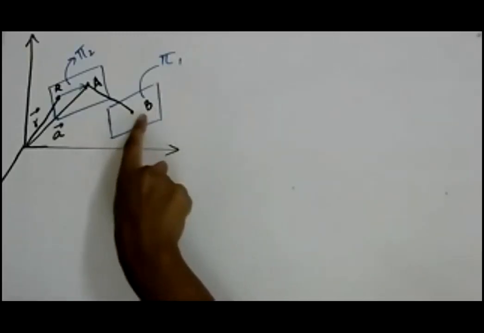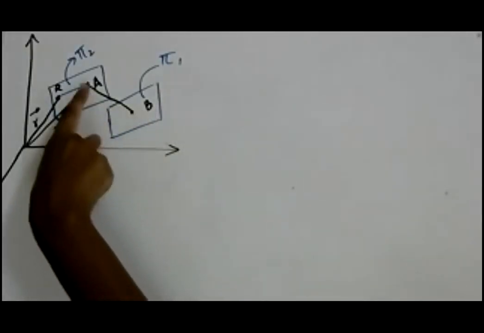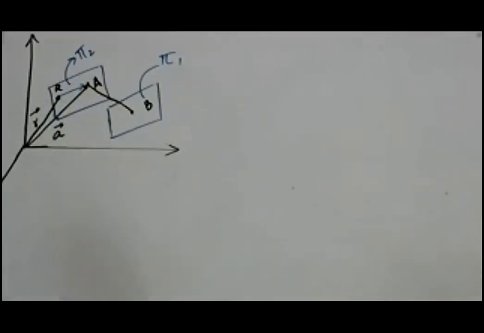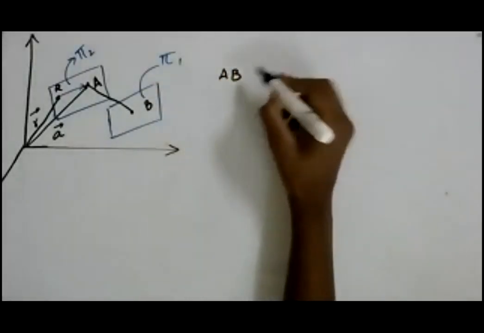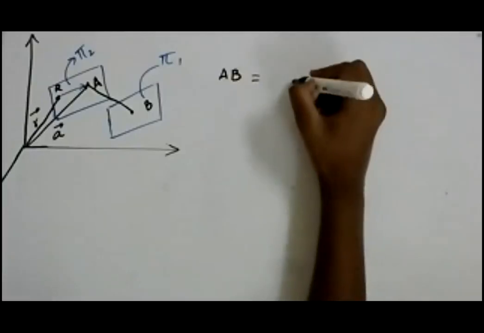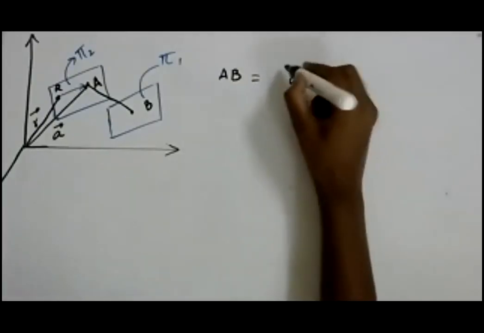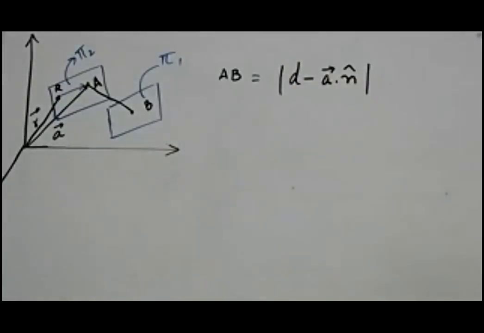So what I have done is I've just considered another point B on the first plane, that is the given plane, and that point is the foot of the perpendicular of the line drawn from A to this particular plane. So that is nothing but the perpendicular distance between these two planes, that is the shortest distance. So let's call AB equal to d minus a vector dot n hat vector. Since this is the distance I want it to be positive, so we'll have AB is equal to modulus of d minus a vector dot n hat vector.